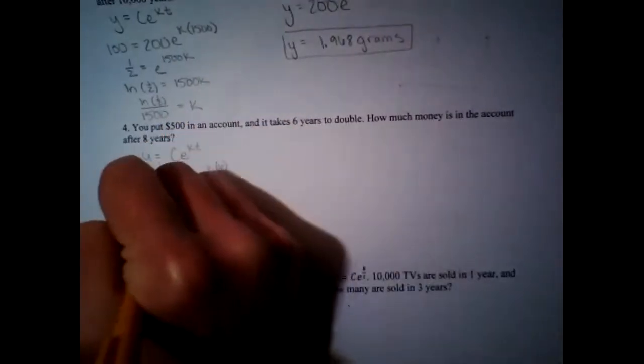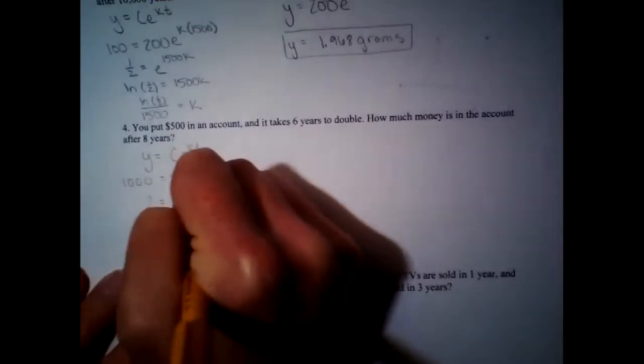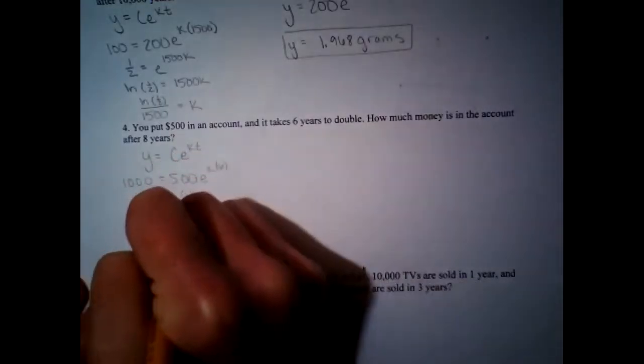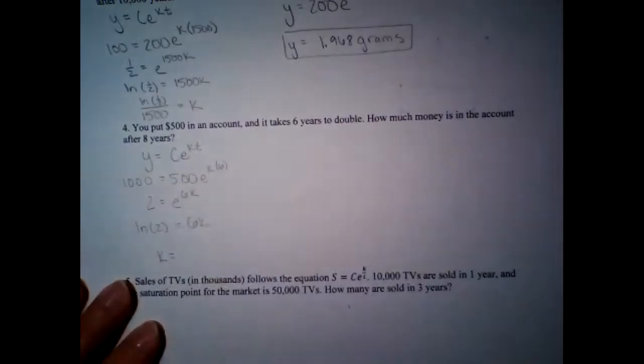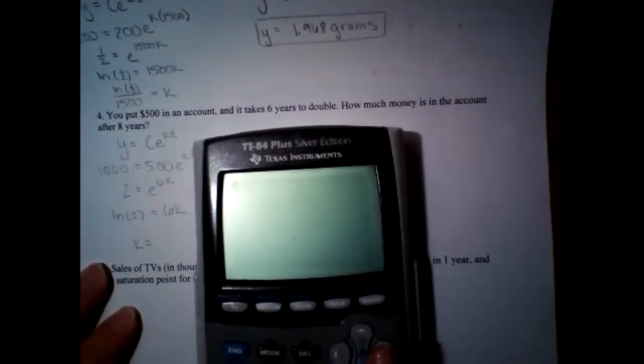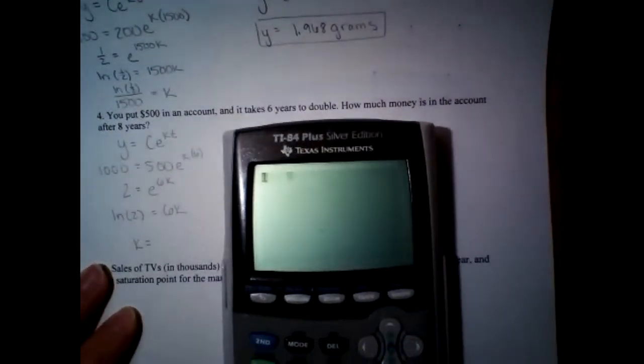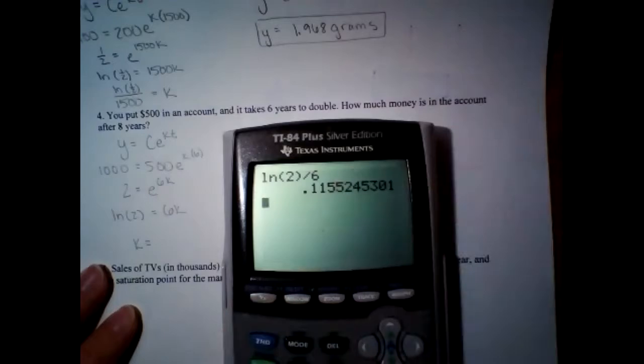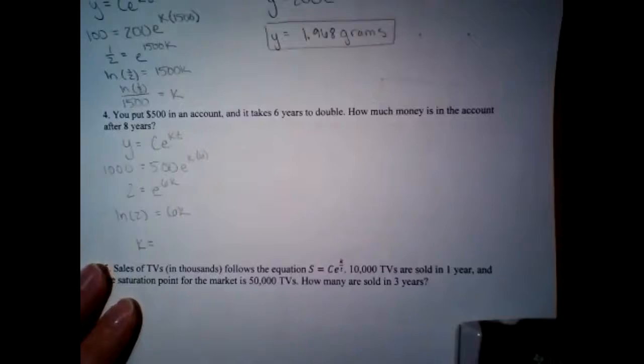And then ln both sides. And then we're going to divide by 6. All right, so we are going to type in ln of 2 divided by 6. And so again, I'm going to truncate 0.115, and I'm going to store that, store alpha A, enter. So 0.115 is our rate.